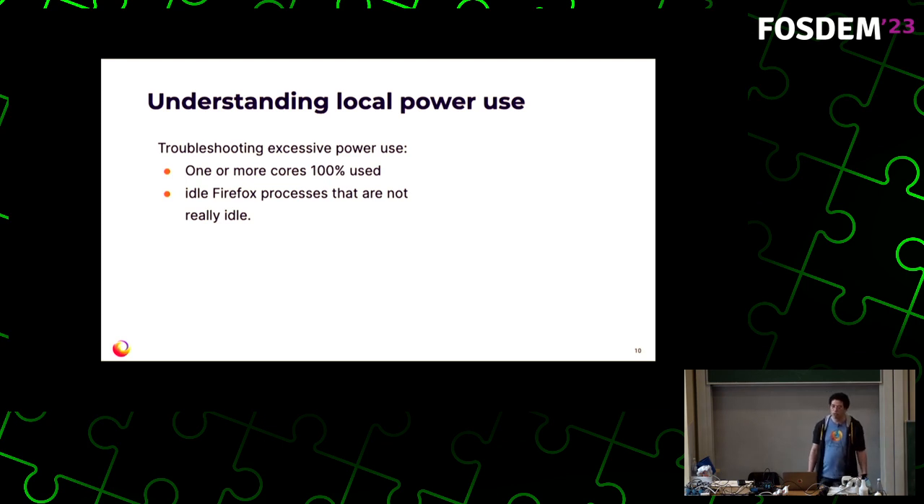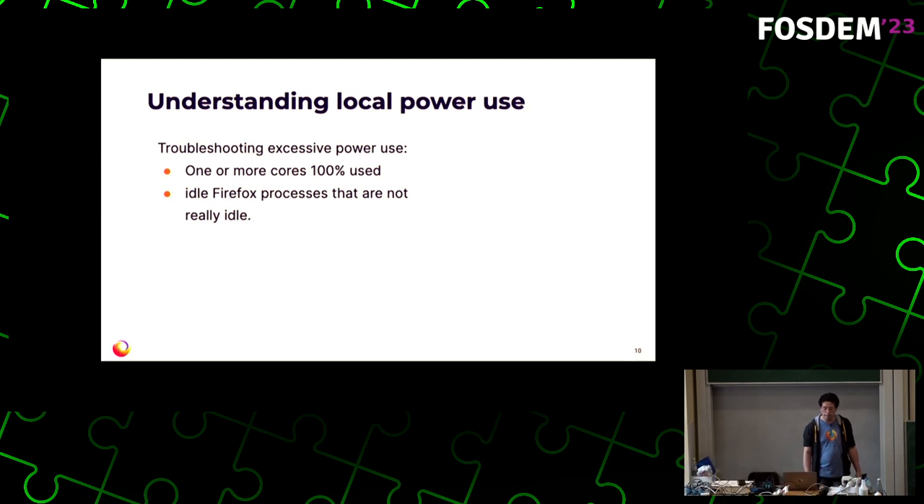So typically when someone wants to understand local power use, there's two reasons. Either Firefox is supposedly guilty of using too much power, there's one core used at 100%, sometimes even more than one core. Or sometimes the user is looking at the operating system task manager for a completely different reason and notices that there are some Firefox processes that should be idle because Firefox is supposed to be doing nothing, it's in the background, but it's using 1% of the CPU or 0 point something. Why? It used to be difficult to figure out answers to those questions.